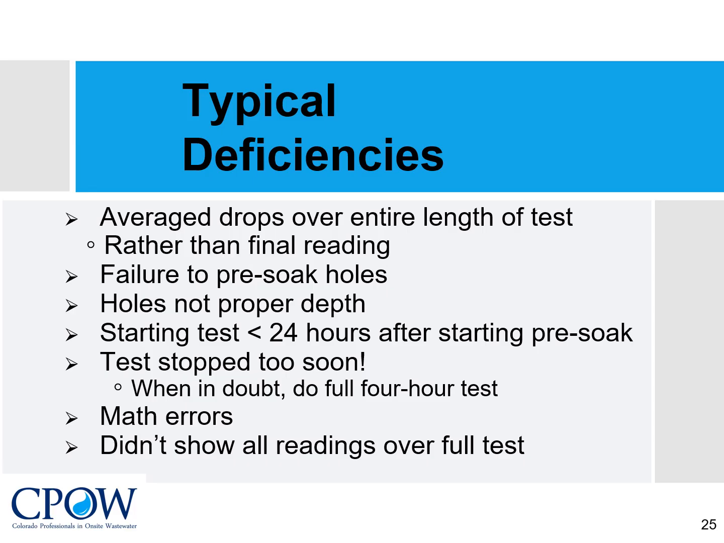Typical deficiencies that cause inaccuracies in percolation testing include averaging the drops over the entire length of the test rather than taking the final reading. In each percolation test hole, the final reading should be the percolation rate for that hole. Failure to pre-soak the holes can also cause inaccuracies. Another is holes not being at the proper depth. The depth of the hole should be 6 to 18 inches below the proposed infiltrative surface. If you do not have your hole at the right depth, you may not be measuring the infiltrative rate at the elevation that your soil treatment area will be at.